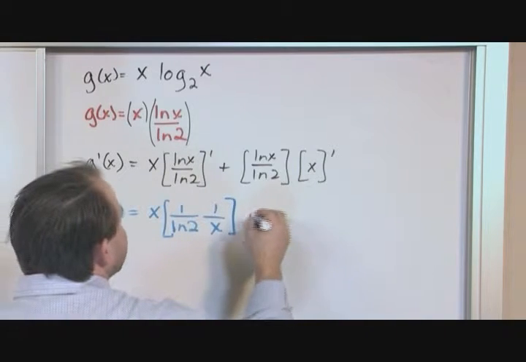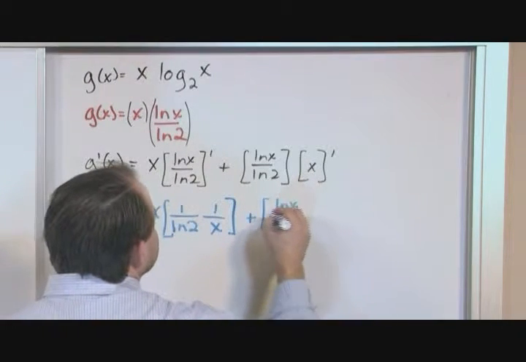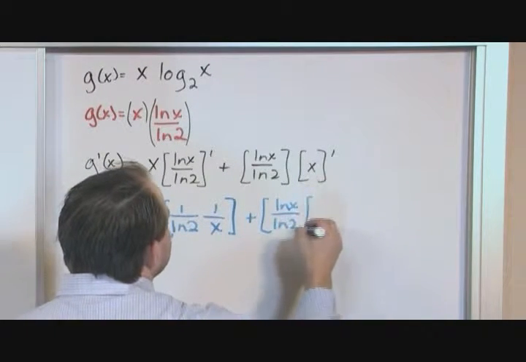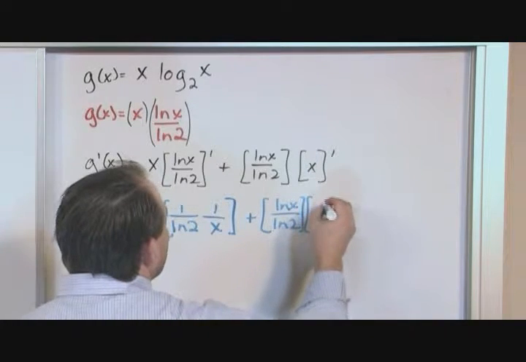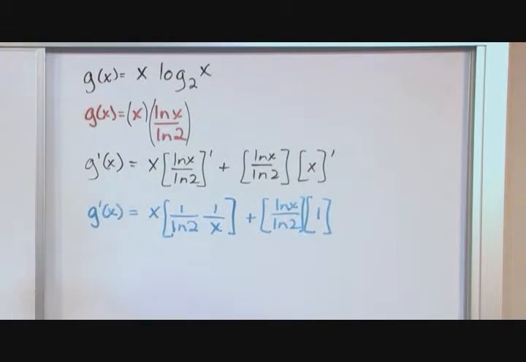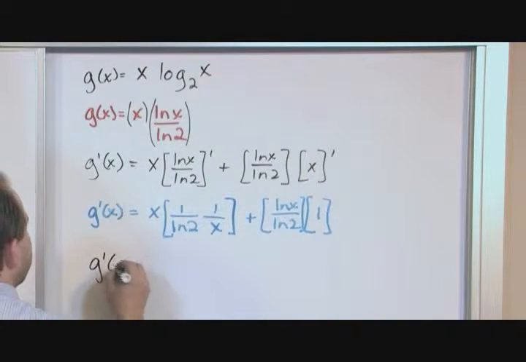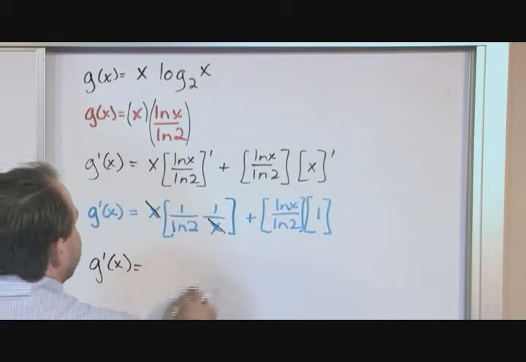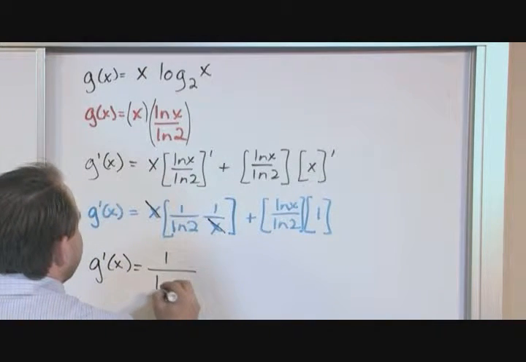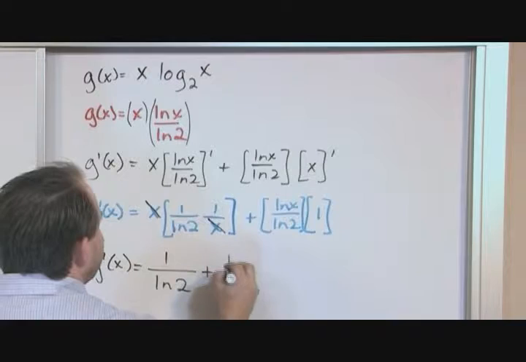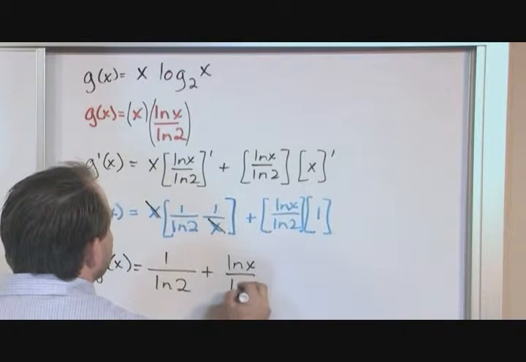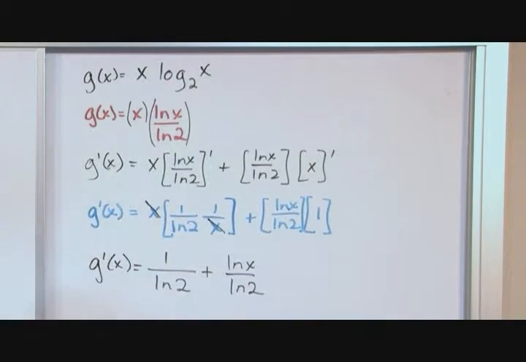Okay, plus natural log of x, natural log of 2. What is the derivative of this guy? It's just 1. So that is really the answer, and you can circle that if you really wanted to. G prime of x is equal to, x is going to cancel with this, so what you're going to have is 1 over natural log of 2 plus natural log of x over natural log of 2. Now you could circle this. This is perfectly fine to leave as your final answer.